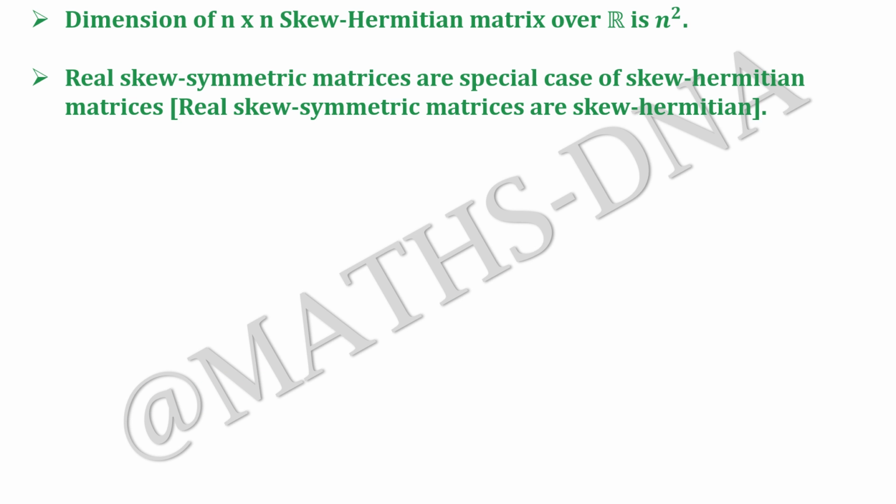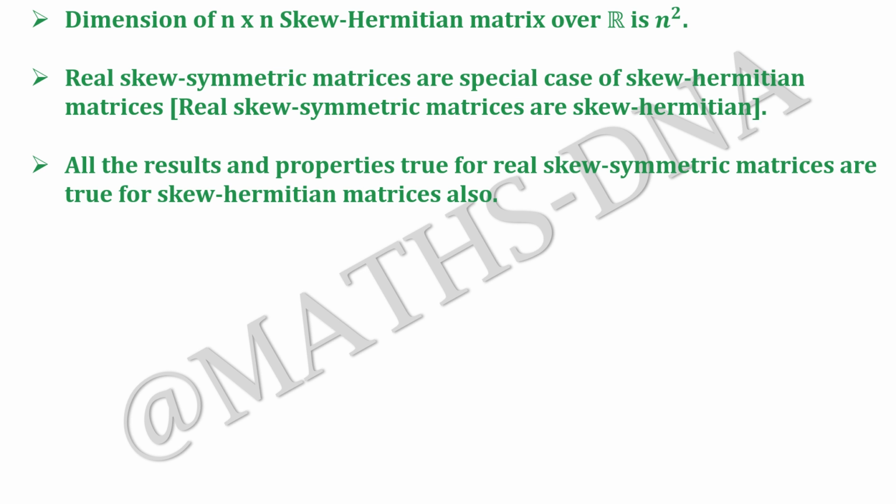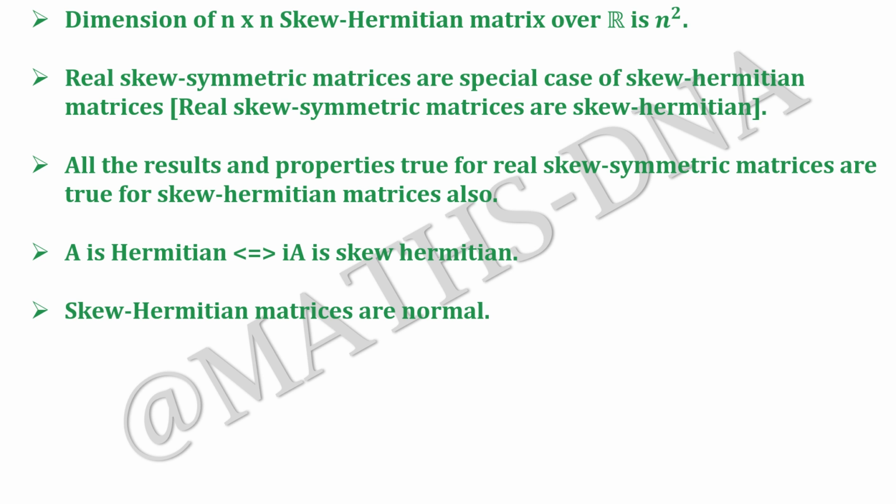Also, real skew-symmetric matrices are a special case of skew-Hermitian matrices, and all the results and properties true for real skew-symmetric matrices are true for skew-Hermitian matrices also. Then, if A is a Hermitian matrix, it implies that iA is a skew-Hermitian matrix, and vice versa. If iA is a skew-Hermitian matrix, then A is a Hermitian matrix.